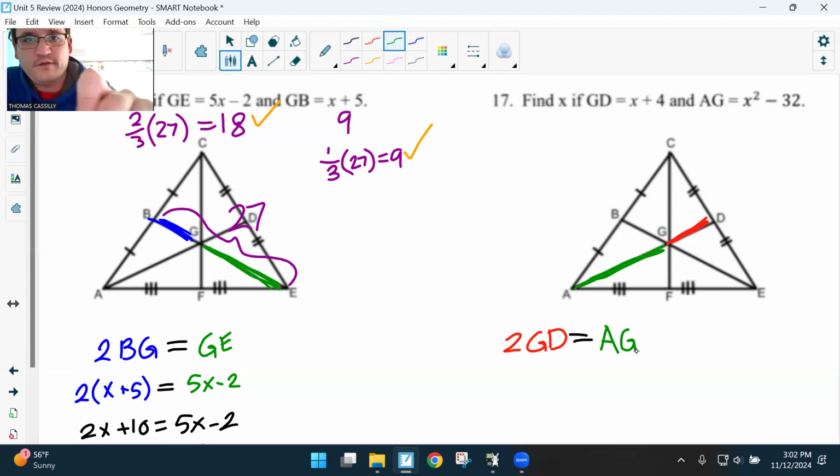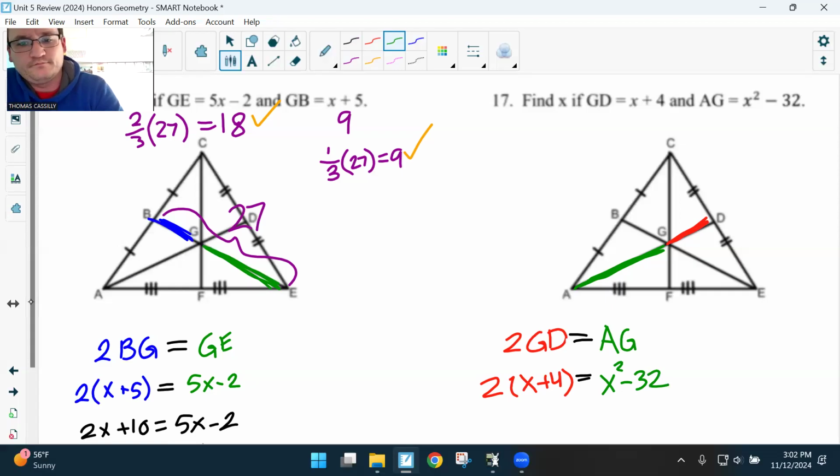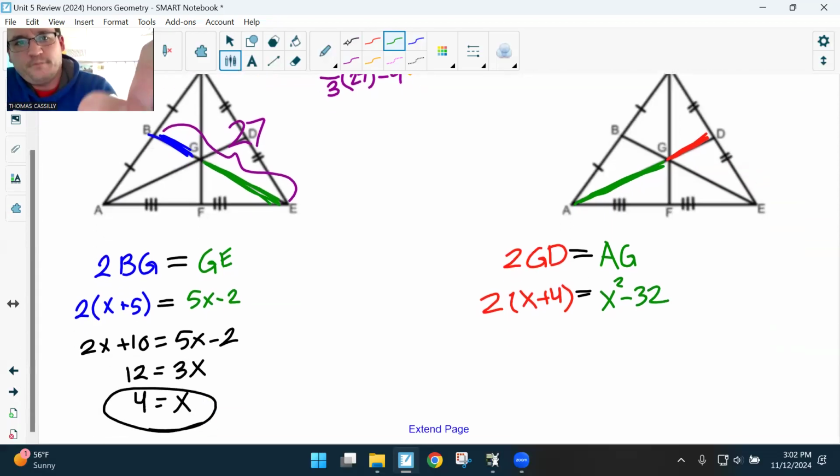All right, so let's see what happens. 2 GD, so 2 times x plus 4, is going to be equal to x squared minus 32. I'm going to distribute. I get 2x plus 8 equals x squared minus 32.